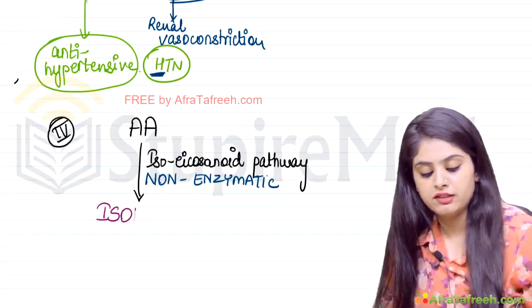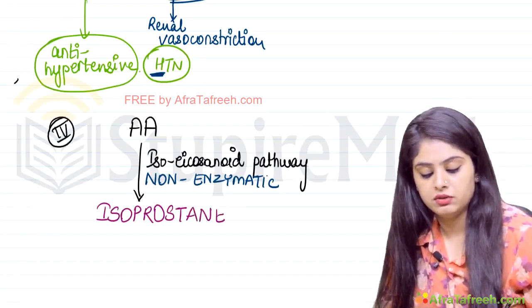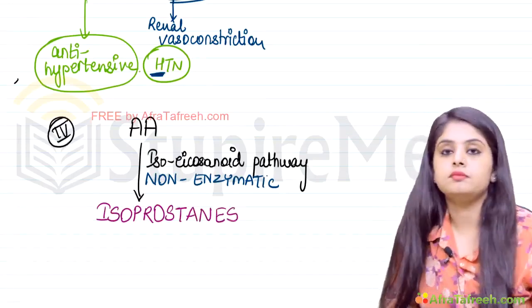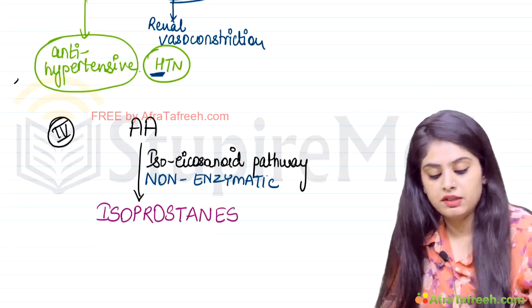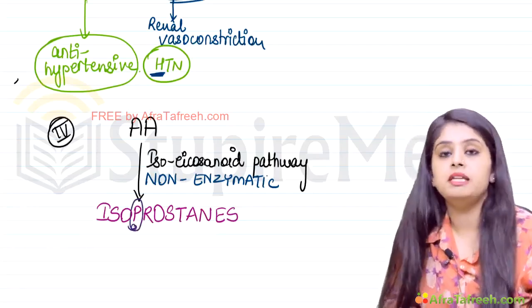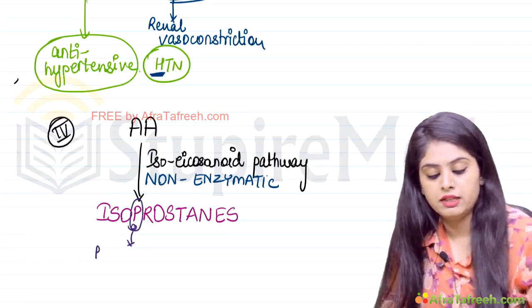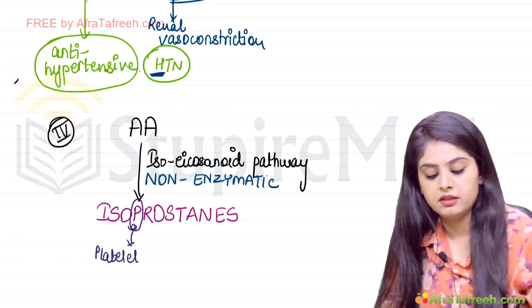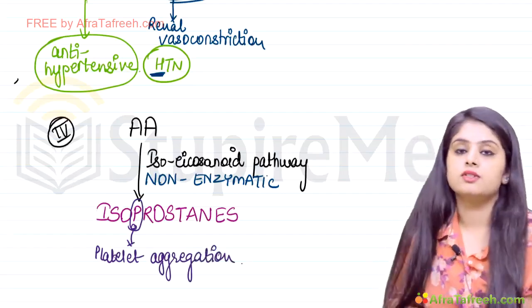formation of isoprostanes. Remember students, isoprostanes have P. They are going to result in platelet aggregation. They have a role in platelet aggregation.